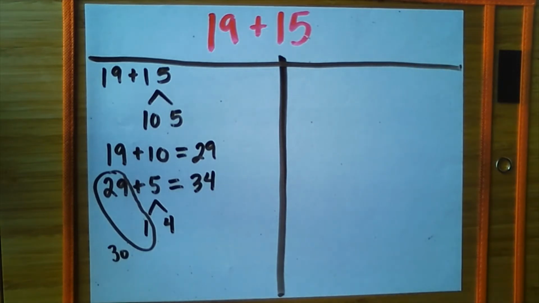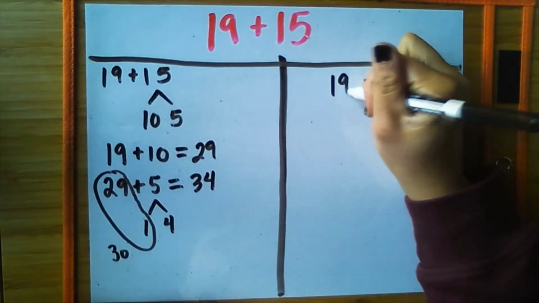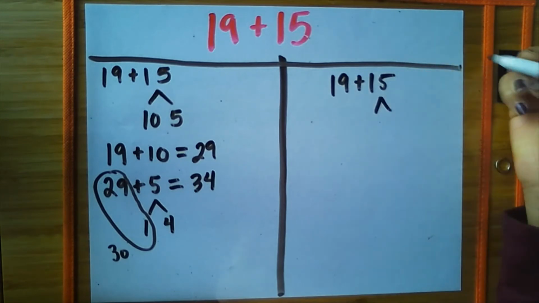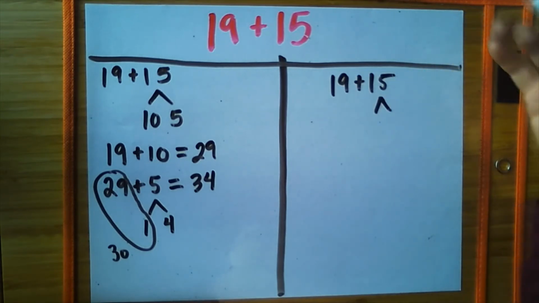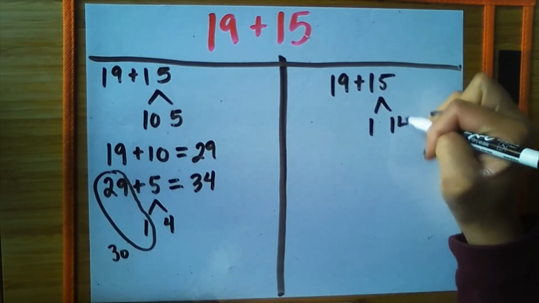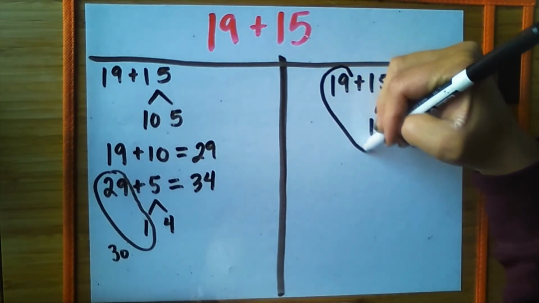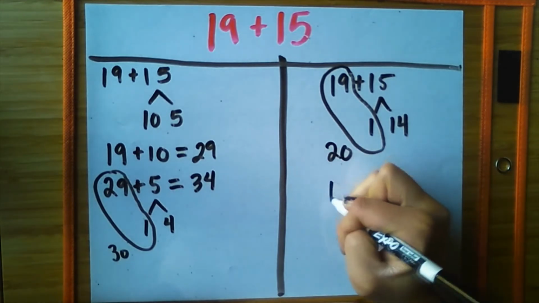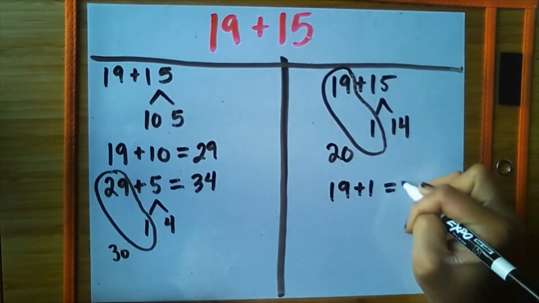So I want you guys to go ahead and write down the number sentence again on the right hand side. 19 plus 15. And this strategy is a little bit different. We still call this the make 10 strategy. It's not exactly the number 10, but it does make full 10s. And let me explain to you. So I'm going to break 15 up into 1 and 14, and I'm going to combine 19 and 1 to give me 20. So I'm writing 19 plus 1 equals 20.